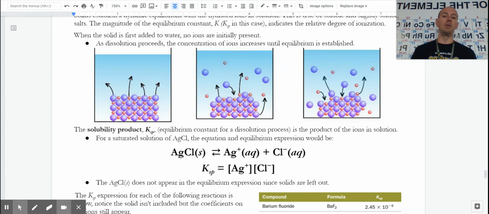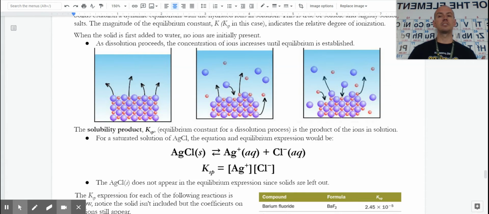It's slightly soluble. Once we have that solid in there, though, it starts to break off a tiny bit, and we can't really see that. It breaks into silver and chloride ions, and if we wanted to write our K expression, it would be the concentration of the products over the concentration of the reactants.